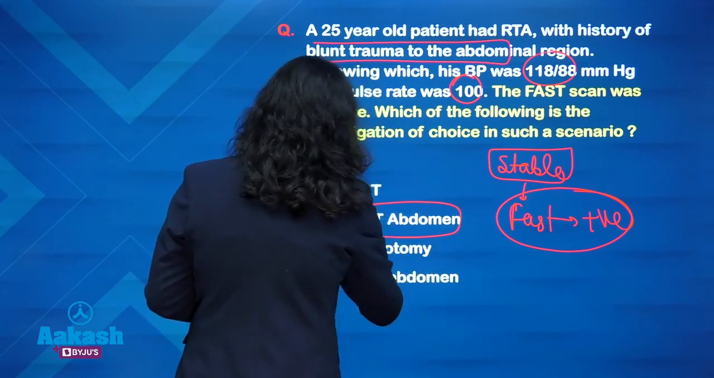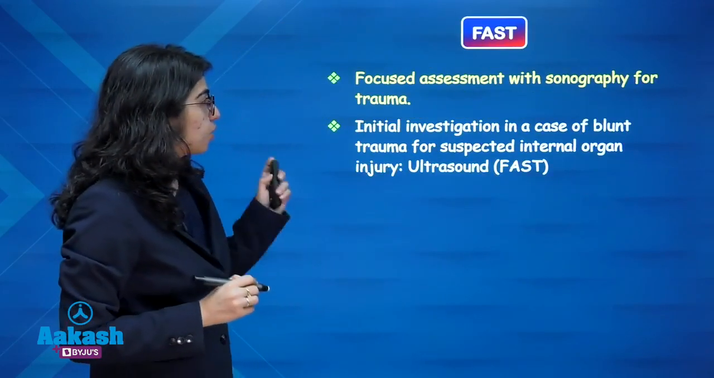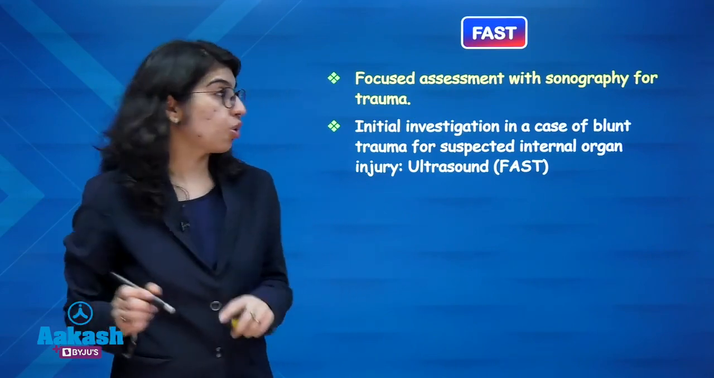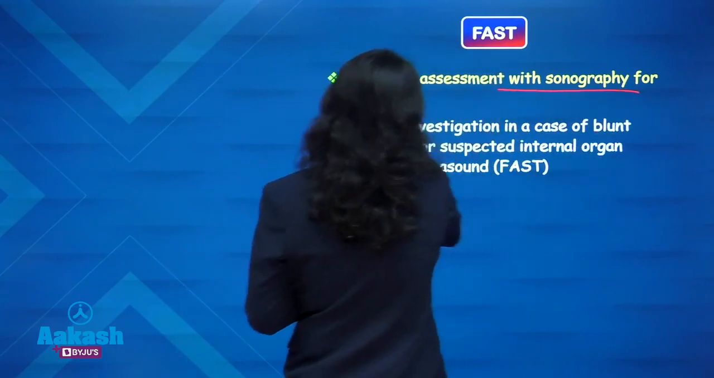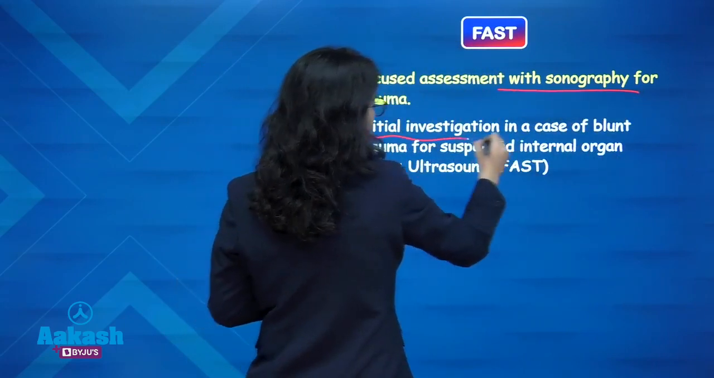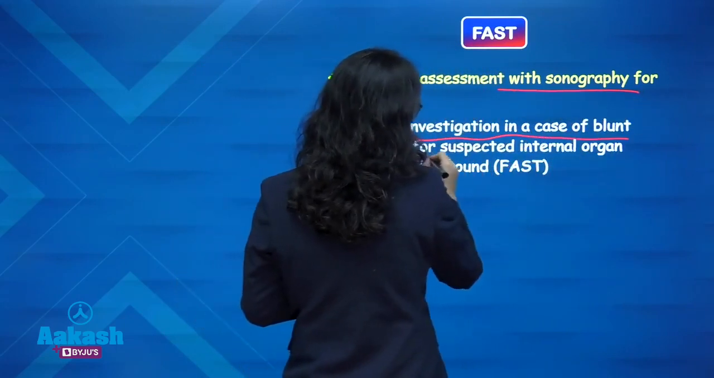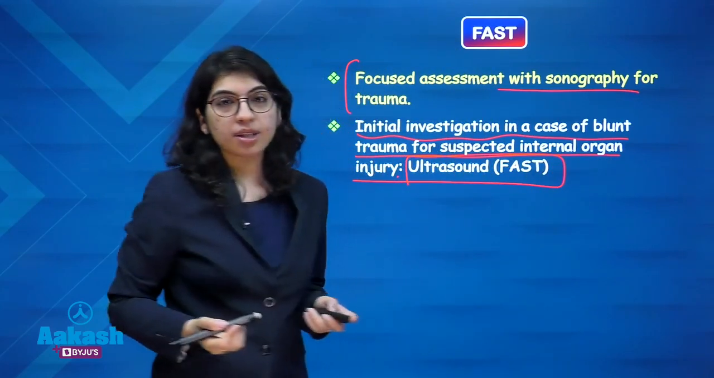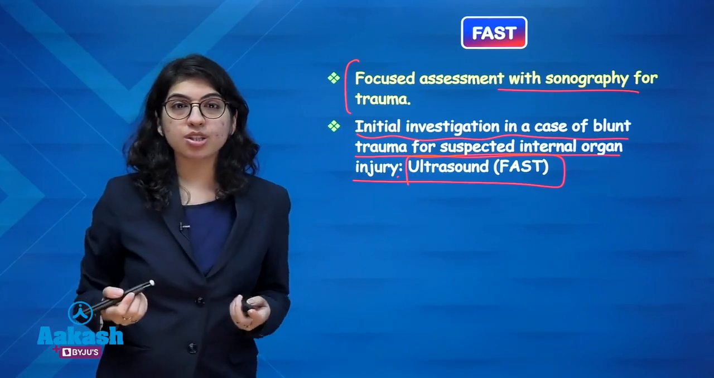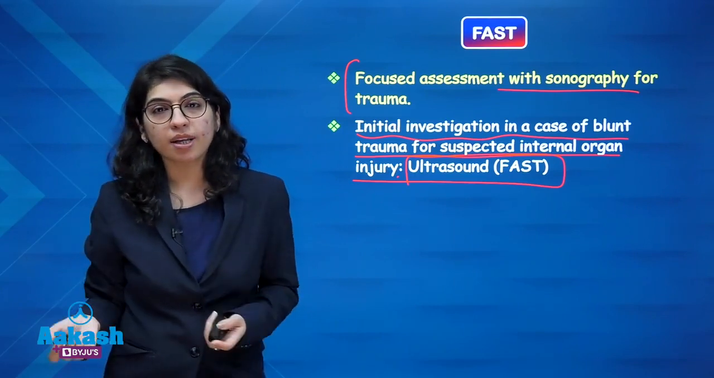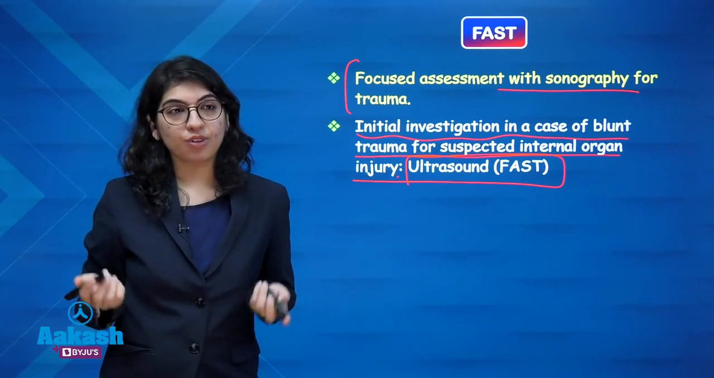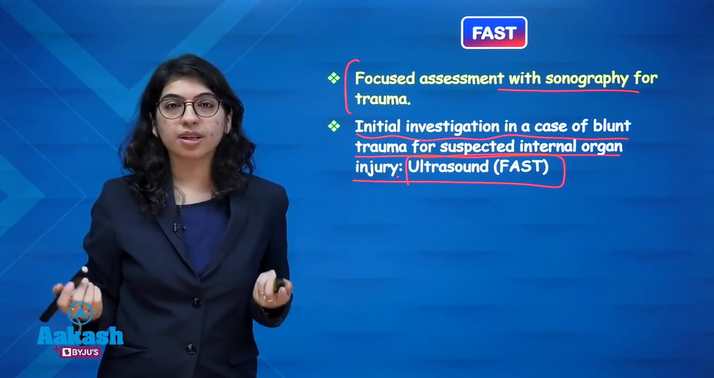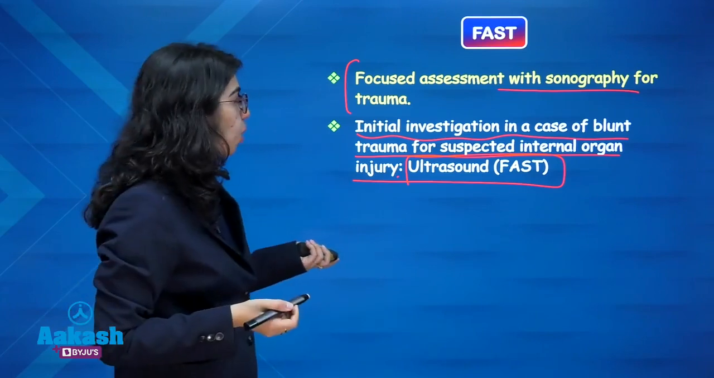So, understanding the protocol. FAST is focused assessment with sonography for trauma. This is a very important full form of FAST, and this is an initial investigation in a case of blunt trauma to the abdomen for suspected internal organ injury. FAST is nothing else but an ultrasound. They can ask you, does FAST involve ionizing radiation or non-ionizing? We know that ultrasound involves non-ionizing radiation. So FAST is nothing else but an ultrasound of the abdomen.